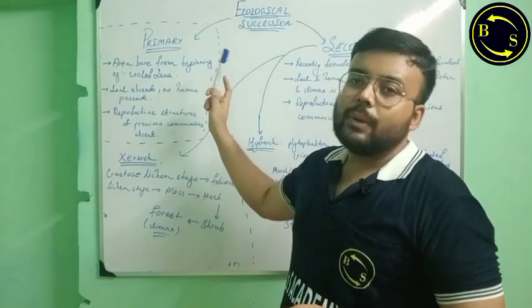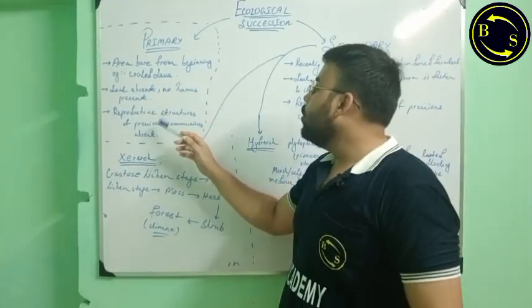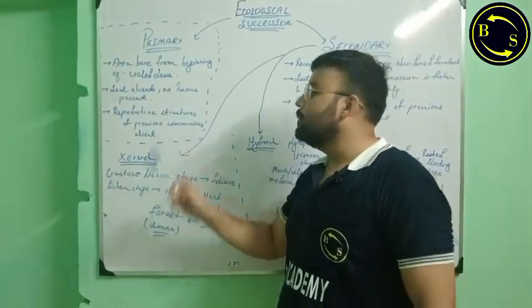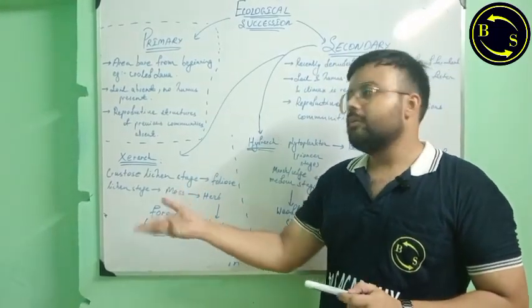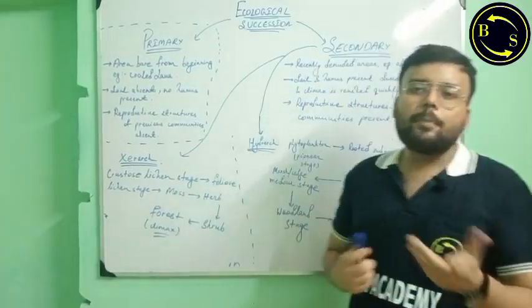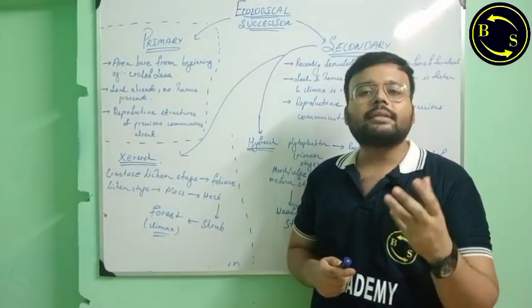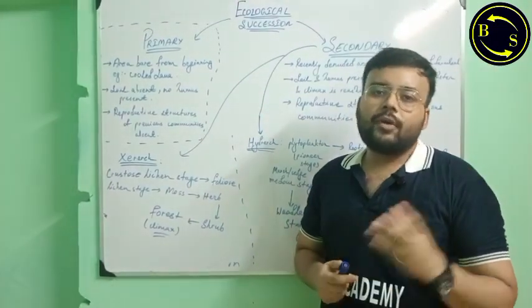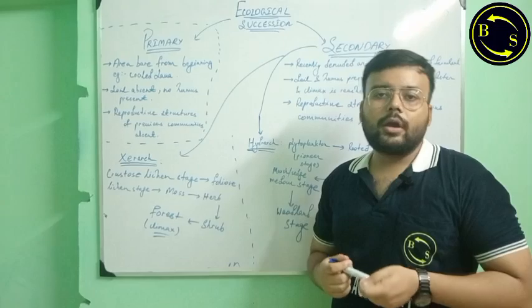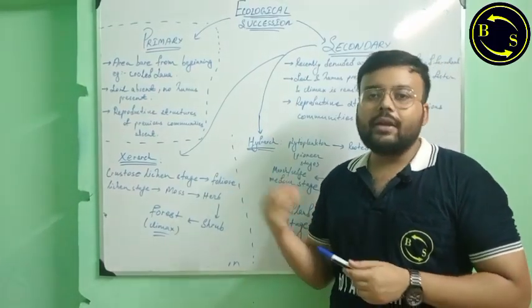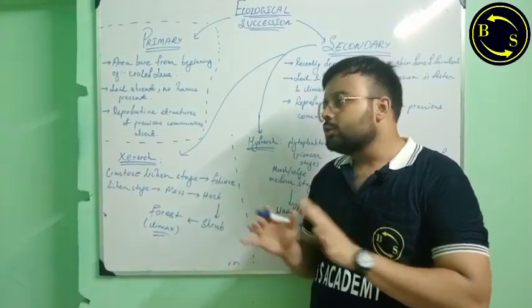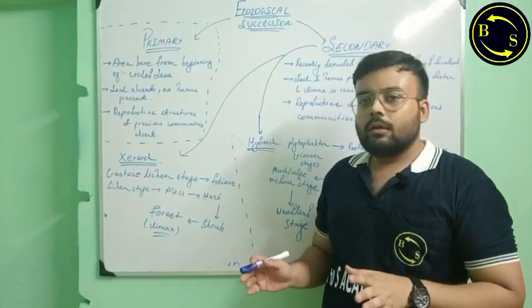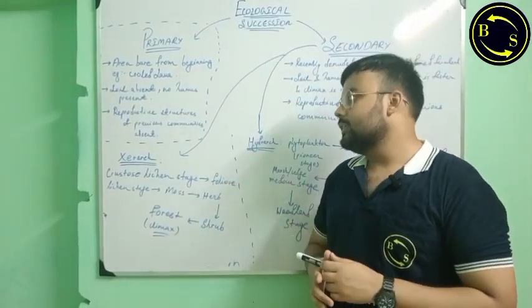Since this land was previously uninhabited, no reproductive structures of previous communities are present. Reproductive structure means it can be a thallus of an algae or a bryophyte. Okay, it can be a spore of any pteridophyte or any kind of fungi. So, no such structures are present in the substrate of primary succession.